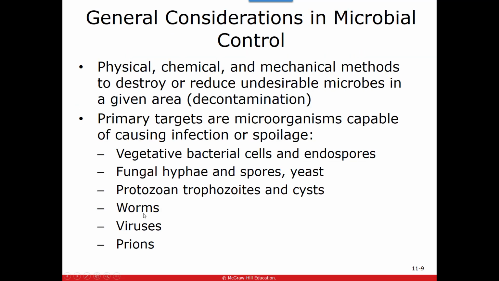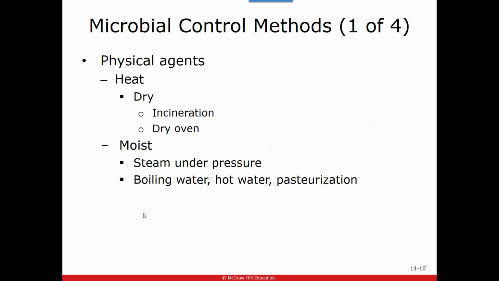So some considerations when we're choosing any type of microbial control are: what methods are available? Can we use some type of physical, chemical, or mechanical method to destroy them? And then, what are we trying to kill? Are you trying to kill some type of bacteria, a fungus, a protozoan, a parasitic worm, a virus, a prion? Because there are different methods to kill different organisms. Some of them are harder to kill and require very strong, very tough antimicrobial agents. But we are first going to go over some of these control methods.